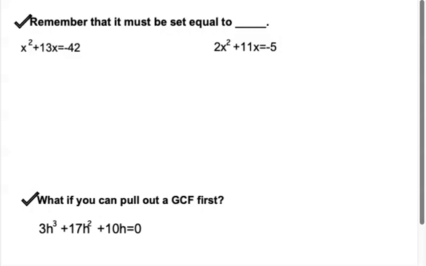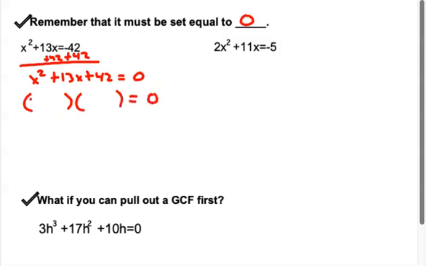Remember that before you do any of these, you have to make sure that one side is set equal to 0. So in this first one, I don't have that. So I need to add 42 to both sides. So on the left, I'll now have x squared, 13x, and positive 42. On the right, I'll have 0. And now that's something that I am able to factor. So I'm going to do that now.